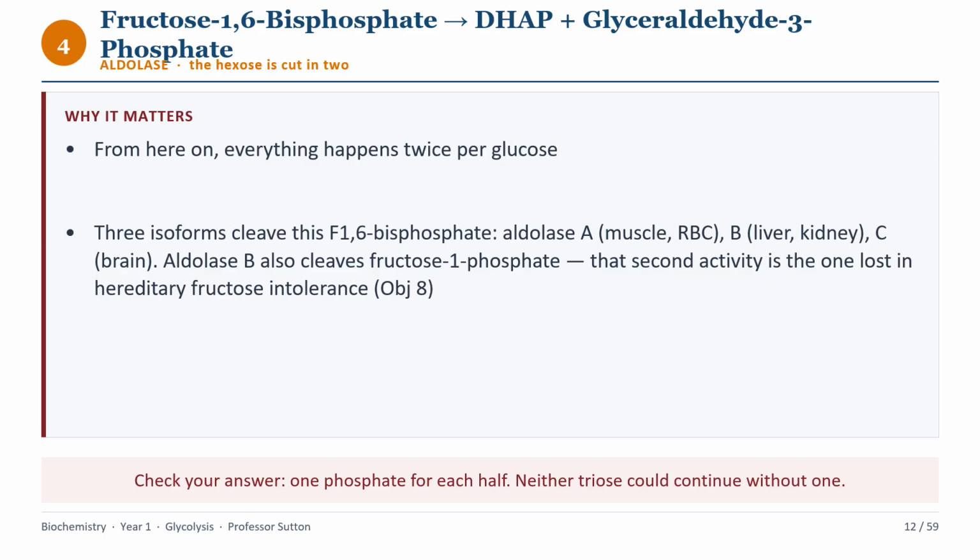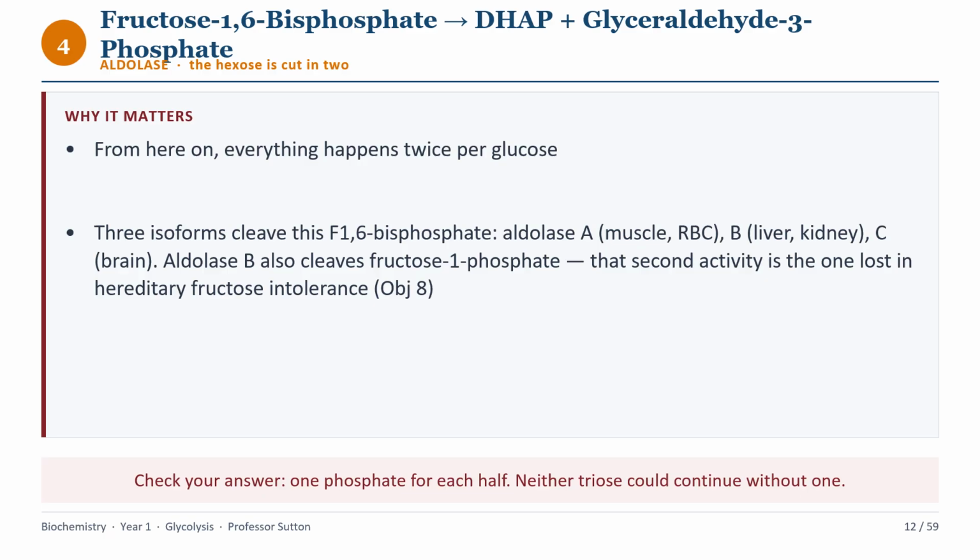Okay, so this is the point. This is where the pathway doubles. From here to the end, every reaction runs twice per glucose. Every yield number downstream is a per-triose number that you have to multiply by 2.